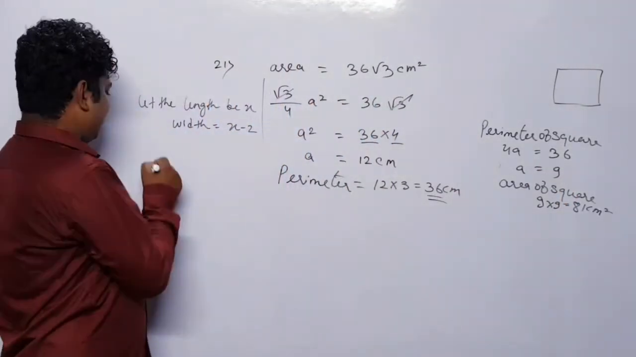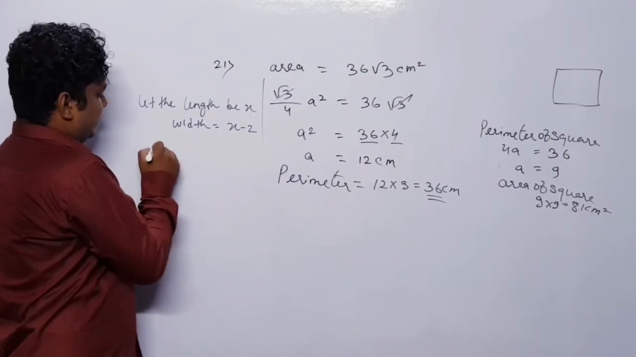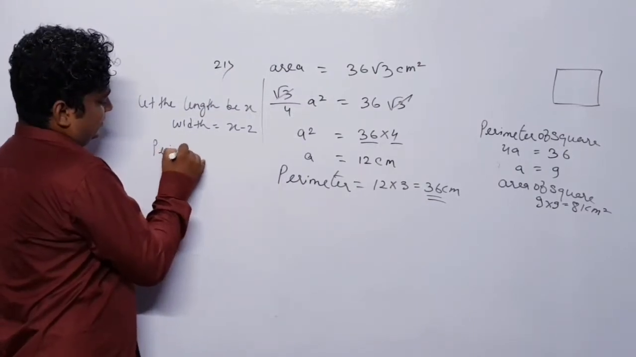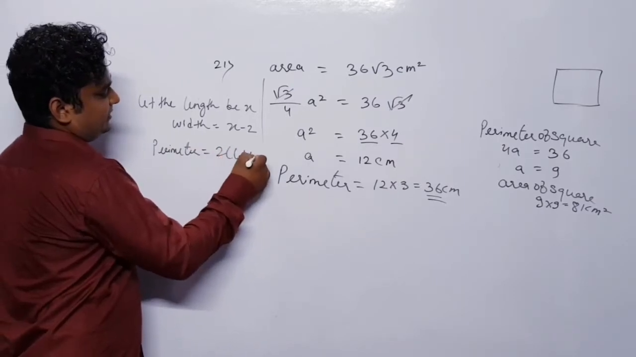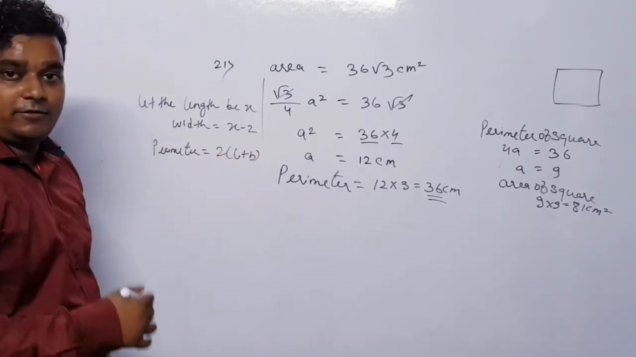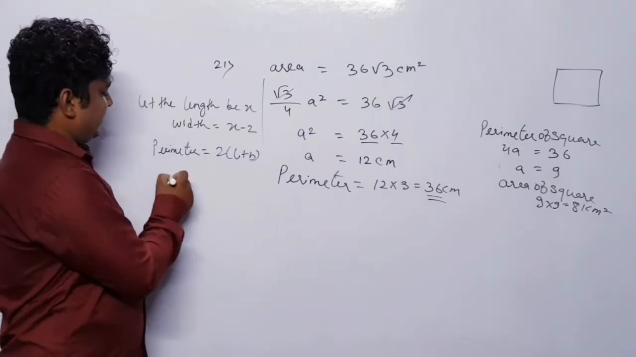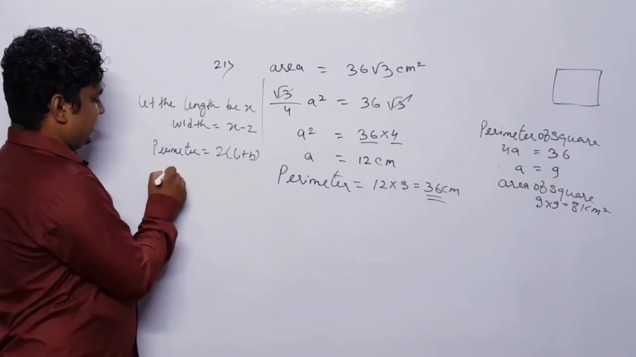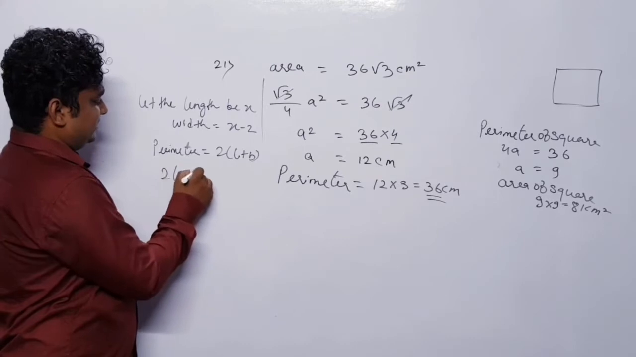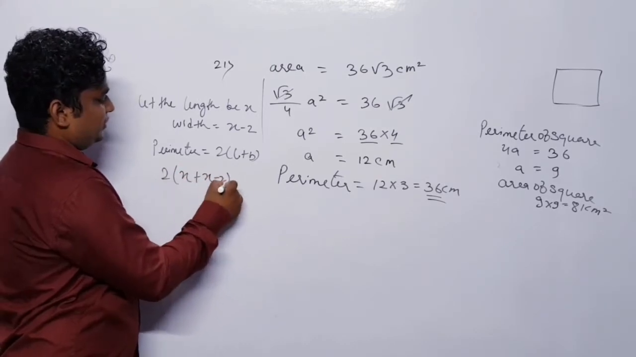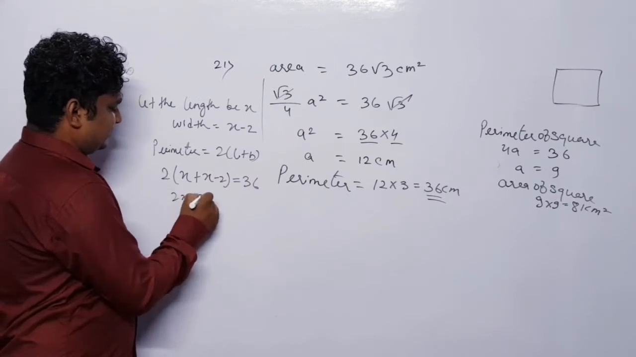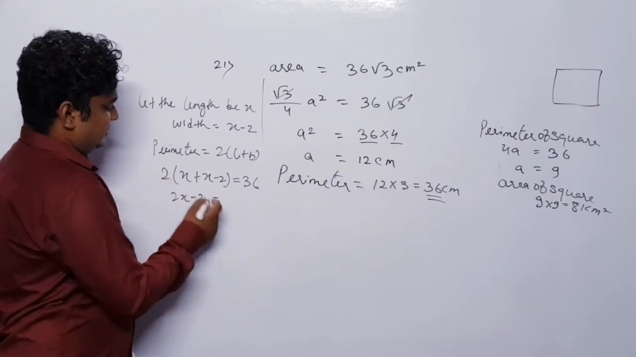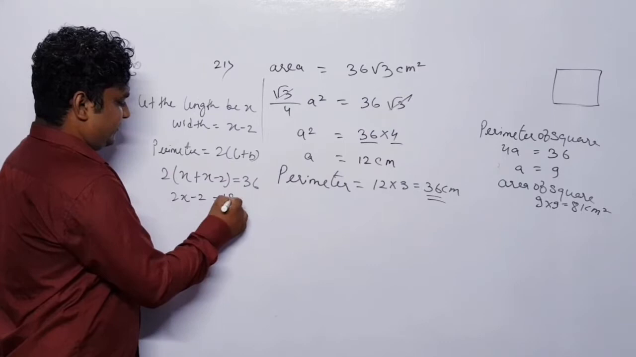So the perimeter is equal to 2 into length plus breadth. This is the perimeter of the rectangle. Here we are having 36. So we can write that 2 into x plus x minus 2 equals 36. 2x minus 2 equals how much? This will be divided, then 18 we will have.